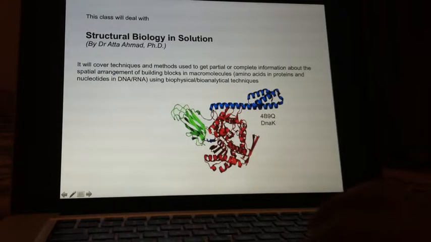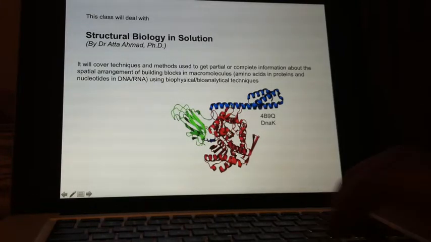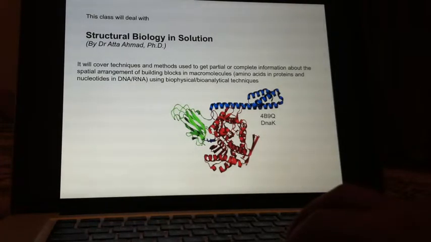For example, the amino acids can be arranged in alpha helical structure, beta sheet structure, or they may be structureless in random coil, and then their overall arrangement with respect to each other in domains, like here it is in NBD, SBD, lid, and their certain arrangement in the space is what structural biology tells us about the molecule, and this is attained by certain biophysical and bioanalytical techniques.